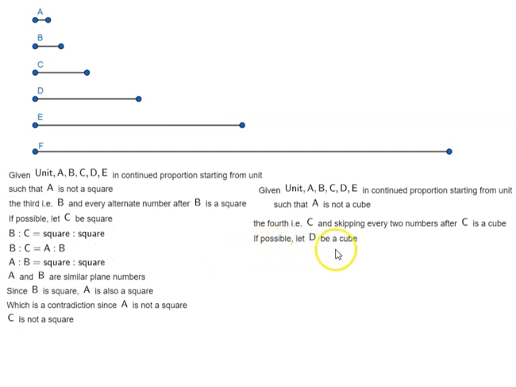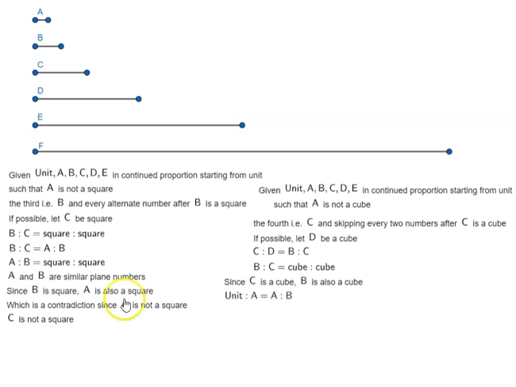So if possible, let D be a cube. Now C is to D equal to B is to C because this is in continued proportion. How did this come? Because C is a cube and we have assumed that D is a cube. So C is to D is equal to cube is to cube. But C is to D is equal to B is to C. So which means B is to C is also in the ratio of cube is to cube. Since C is a cube, because of this proportionality, B is also a cube.